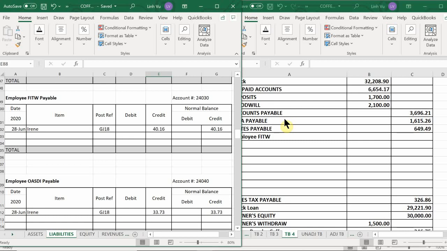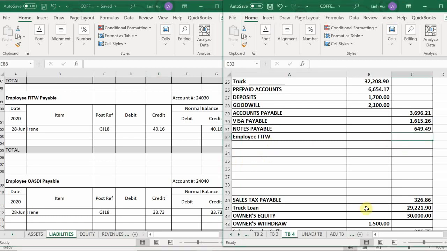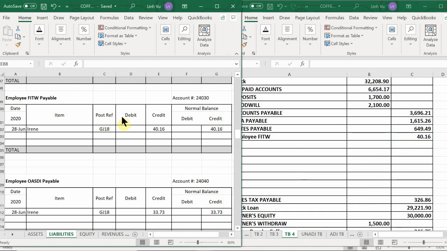Your trial balance is just to test if all your debits and credits match, so make sure your accounts are as visible as possible. So in this case, employee FITW, how much was that? $40.16. $40.16. Okay.